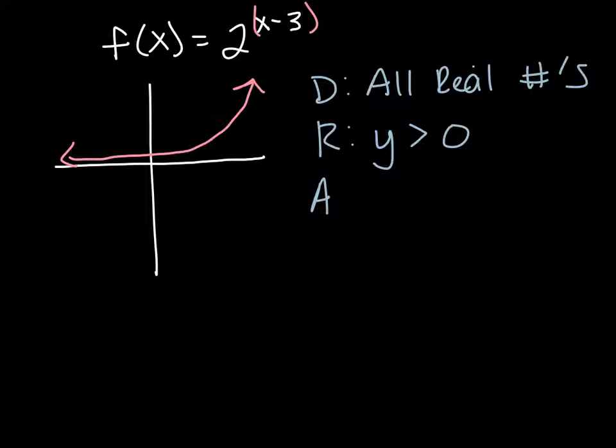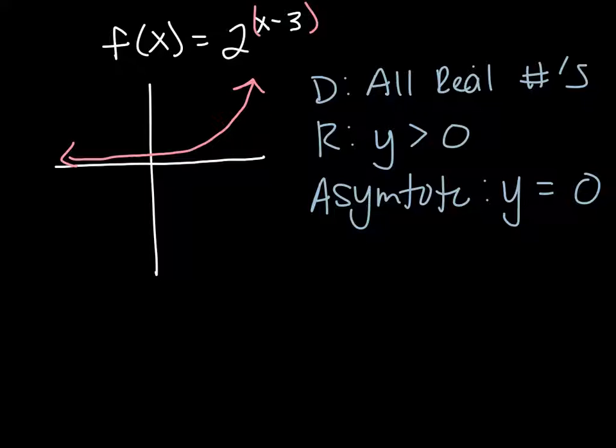So that directly relates with your asymptote. Your asymptote, again, is a horizontal line, so it's going to be y equals, and it's going to correlate with that range, so y is going to equal 0.